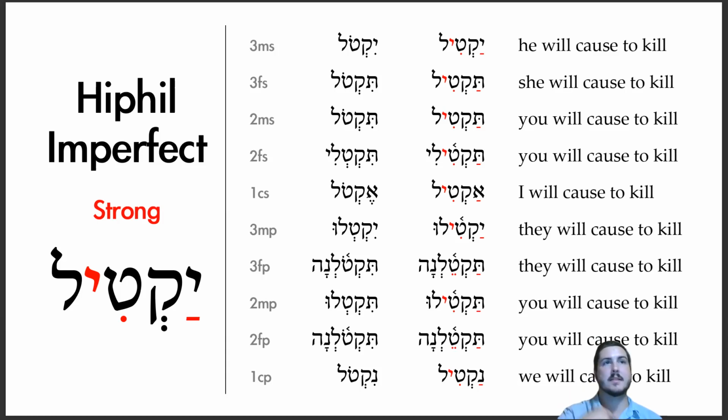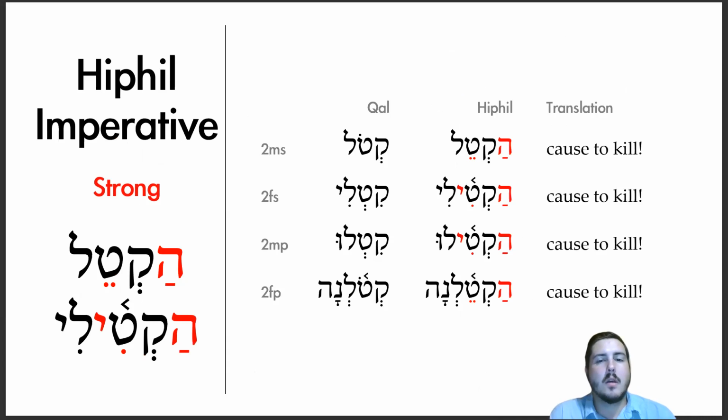Okay, that's not a Qal. You're going to realize that as you continue to work in Hebrew. You realize, I know that's not a Qal because it just doesn't sound right. Remember that A-class vowel, though, patach. You'll see imperatives in the Qal: ketol, ketoli, ketolu, ketolna.